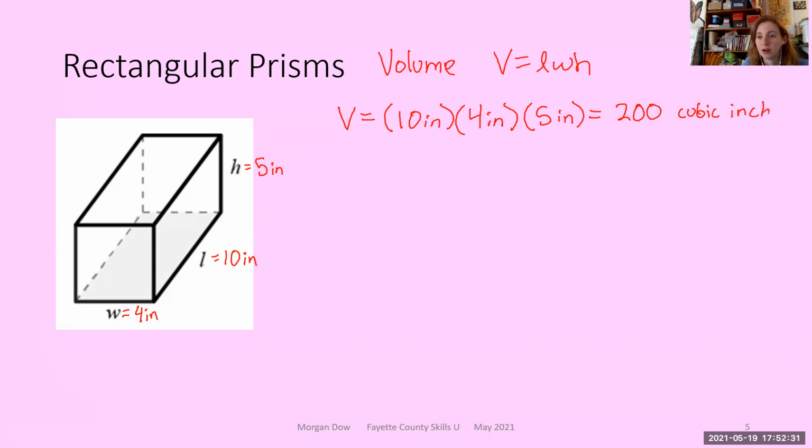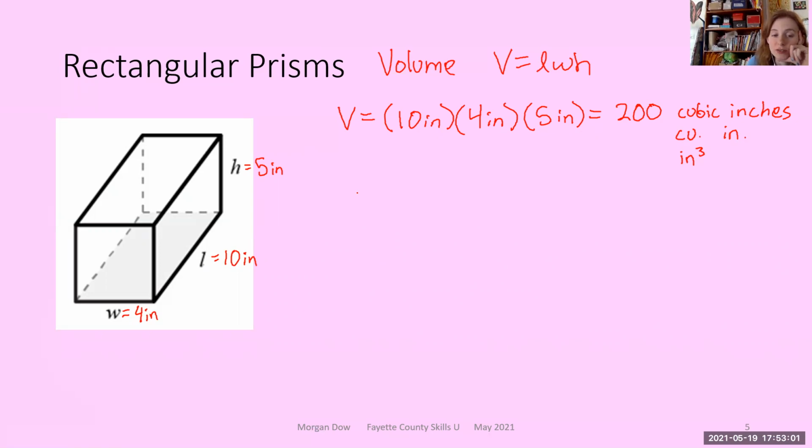Now, you might sometimes see that abbreviated. Cubic is sometimes abbreviated as CU, and then we usually abbreviate inches as IN. And then sometimes you might also see it written as inches cubed, or inches to the power of 3. Most of the time, I'll be writing it that way just because it's the shortest way to write it.